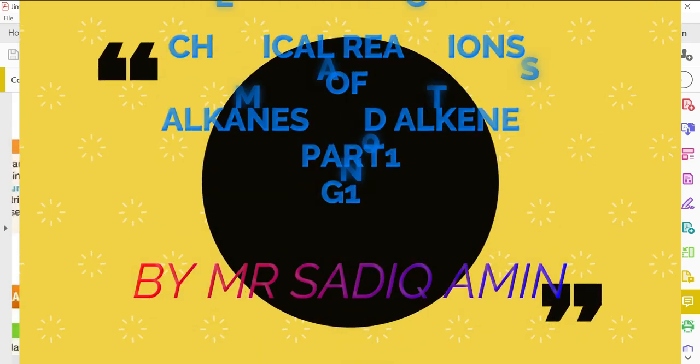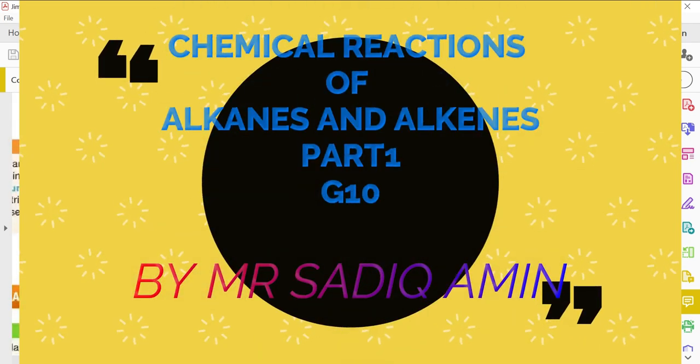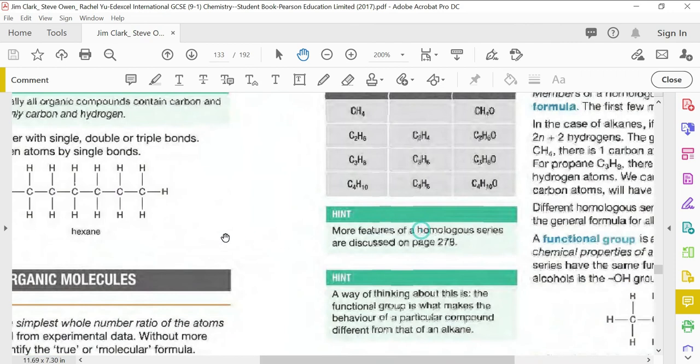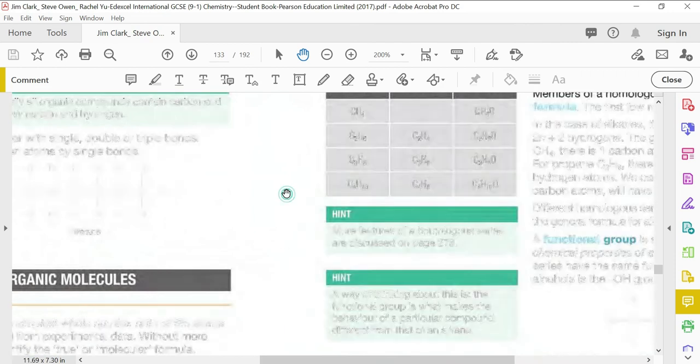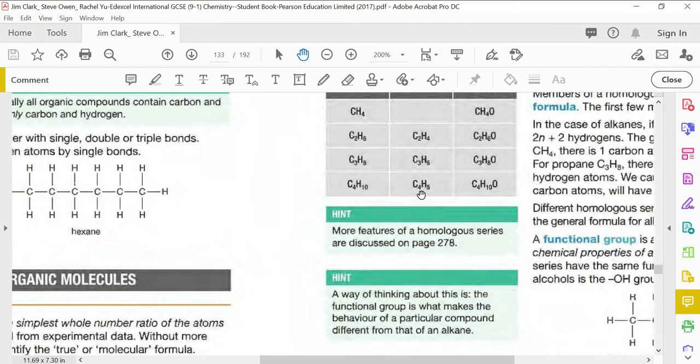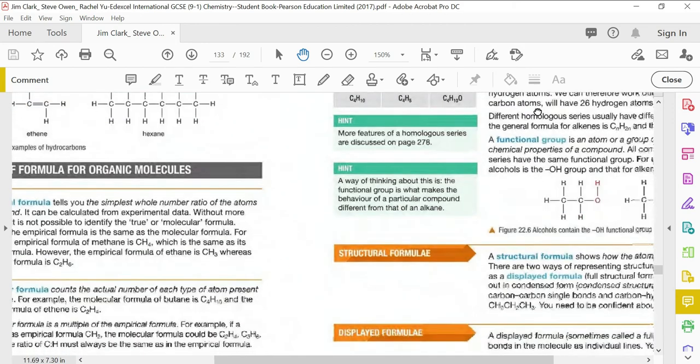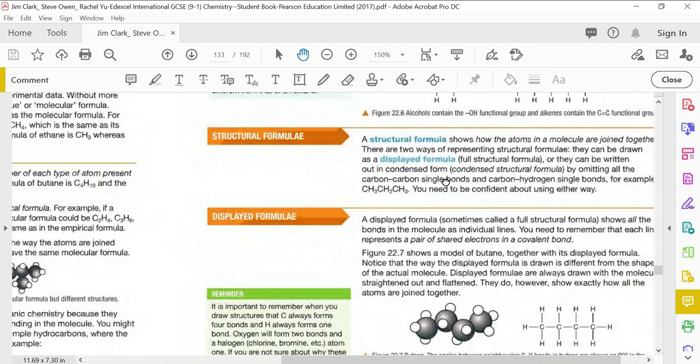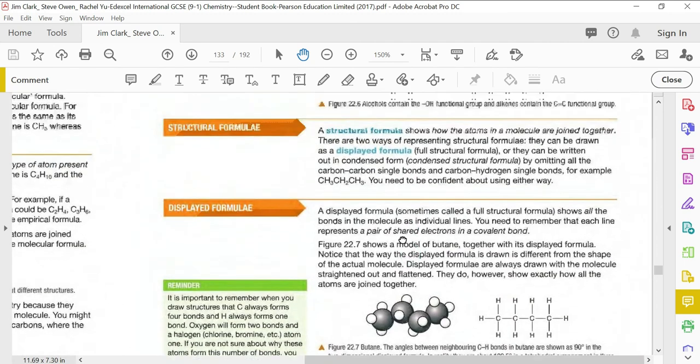We will now discuss the chemical reactions of alkanes and alkenes. Keep that in your mind. Structural and displayed formula, we talked about it.